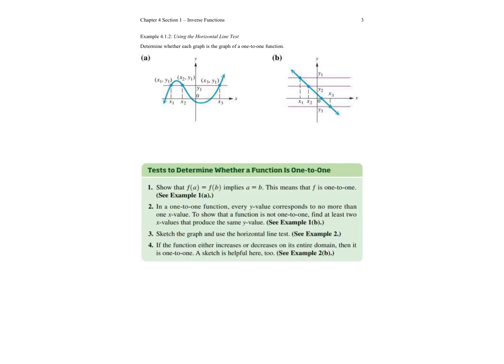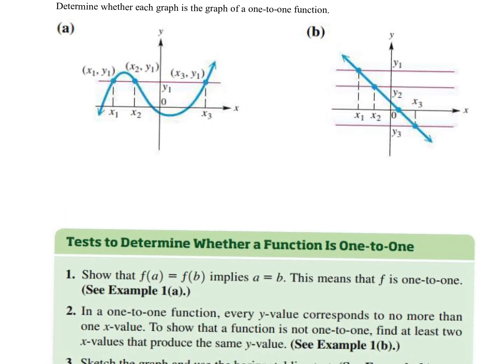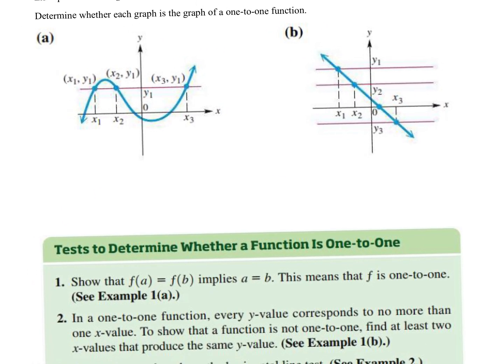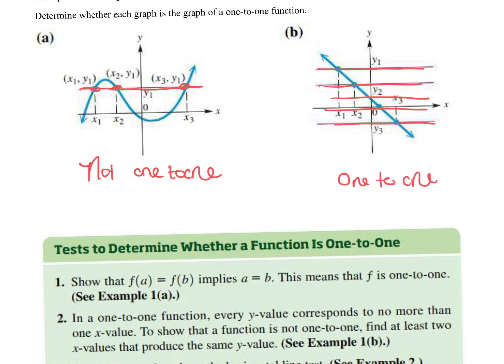So on the next page, they give you some graphs, and they already drew some lines. Let's draw our own. So if I draw a horizontal line here, I touch it 1, 2, 3 times. This is not 1-to-1. On this line, though, I can draw as many horizontal lines as I want, but I only touch it once, so this is 1-to-1.